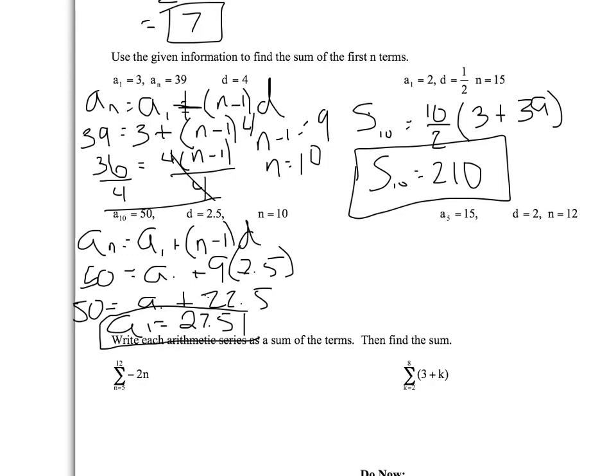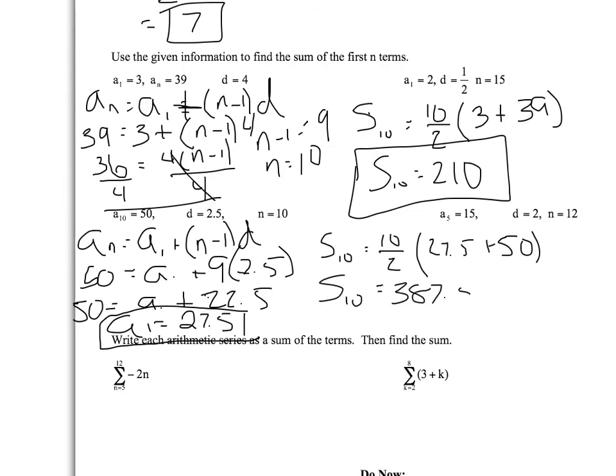Now to find the sum of the first 10 terms, S10 is going to be 10 over 2 times a1, which is 27.5, plus an, which is 50. And therefore, S10 is going to equal 387.5. And it's going to be a little bit of a challenge, but you guys try that fourth problem as well.